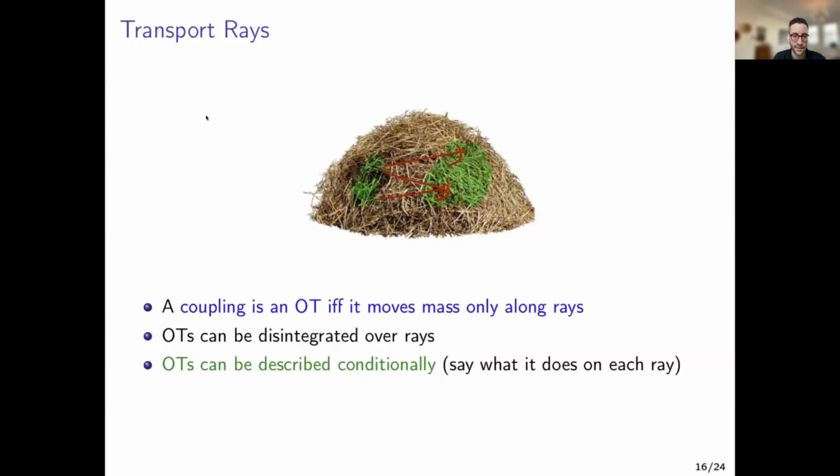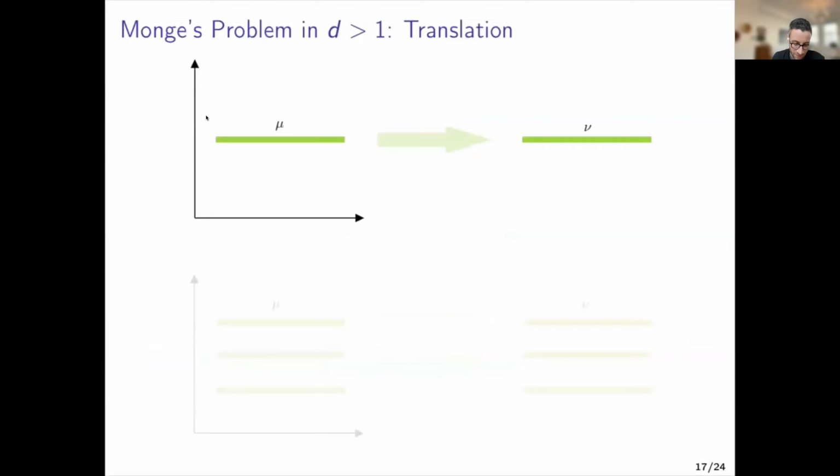Don't think about it too technically. It basically just means that I can describe an optimal transport by saying what it does to the mass on each ray. Some sort of local description is possible, and I'm going to use that extensively. Okay. So now back to our problem, which is to determine the limit of pi epsilon as epsilon goes to 0.